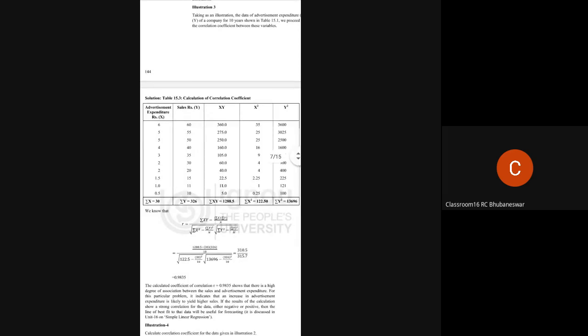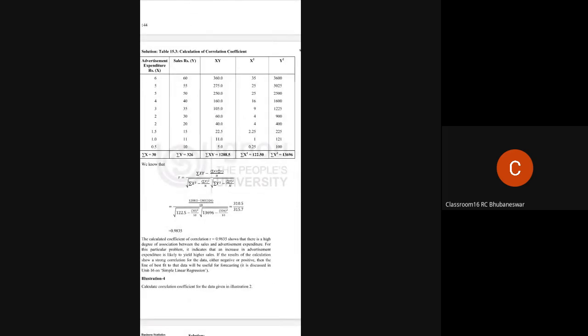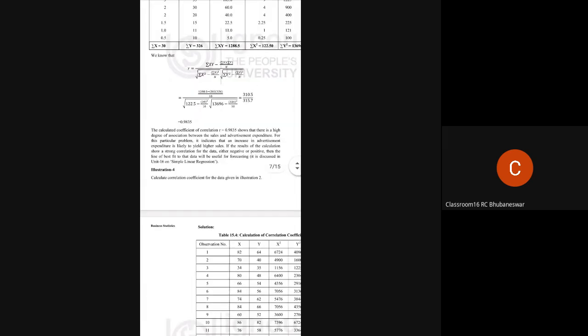After that, x and y are multiplied, and x is separately squared, then y is separately squared. This is the direct method, where the mean is not found out. As per the first formula, the mean can be found out, but here it is not; the direct formula is used. So the third method is used here, and the answer is a coefficient of correlation of 0.9835. That shows there is a high degree of association between sales and advertisement expenditure.